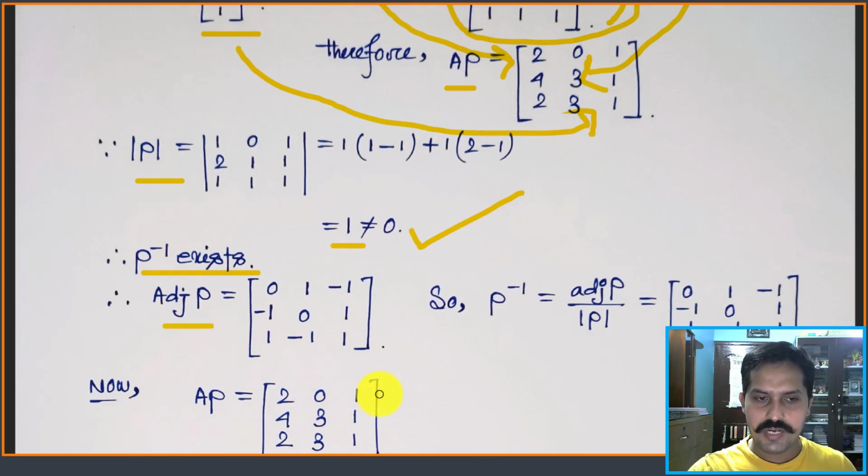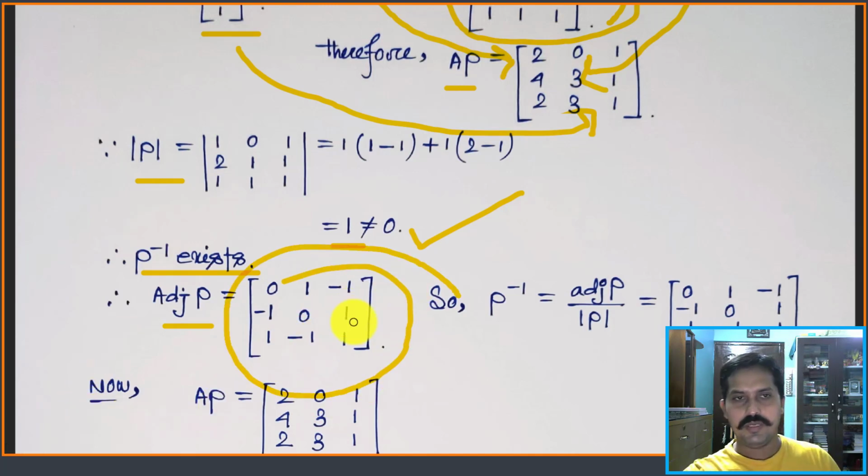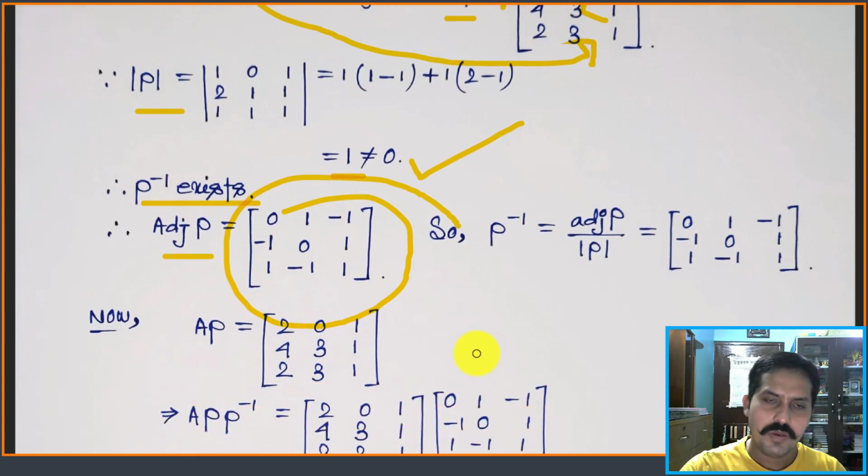As P inverse exists, you have to find adjoint P. Adjoint P is this matrix, and do this on your own, because I know you can easily find the adjoint of P, because adjoint is in your syllabus from class 12. Okay, but if you face any problem, you may write in my comment box, I will help you. So here adjoint P equals this, so P inverse is what? Adjoint P by determinant P. So this is our P inverse.